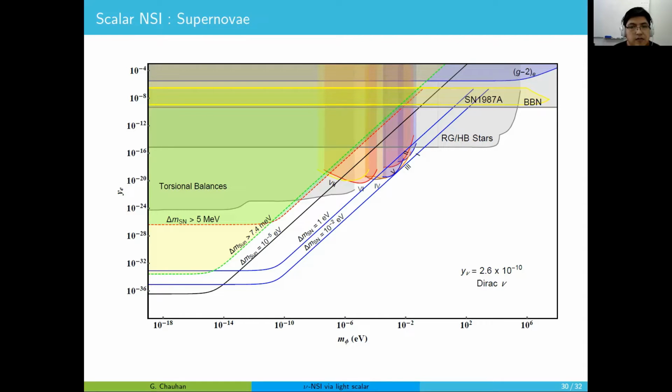This is for a scalar that doesn't mix with the Higgs or mixes very little with the Higgs. I think that depends on what kind of model you build. I think it depends. I think trivially it should.